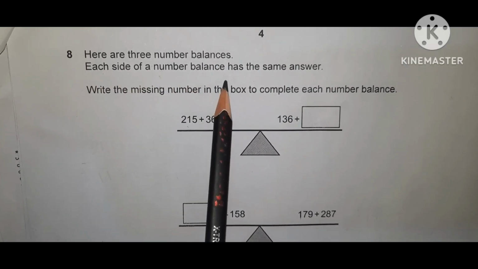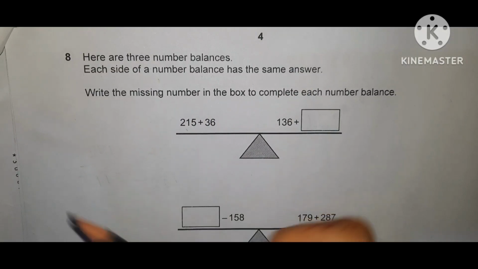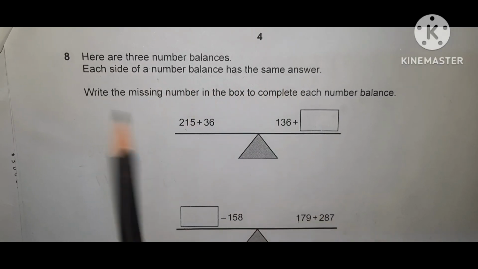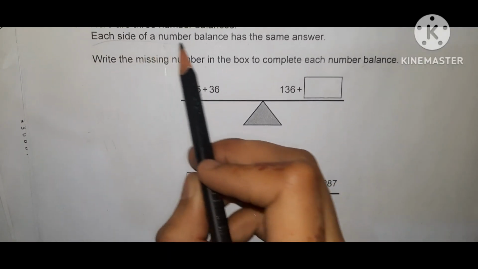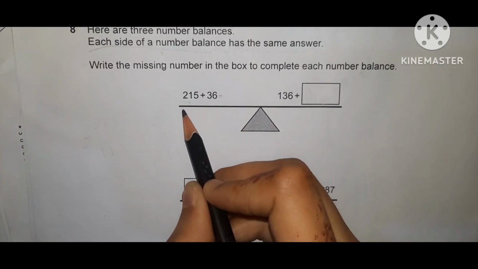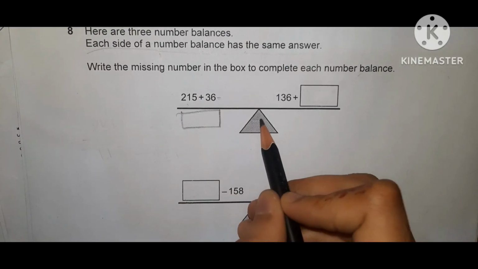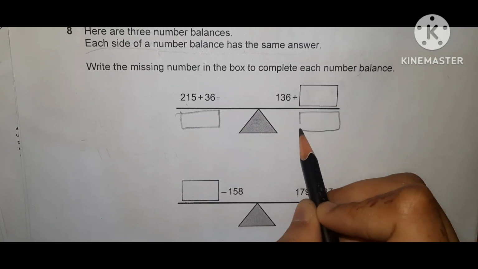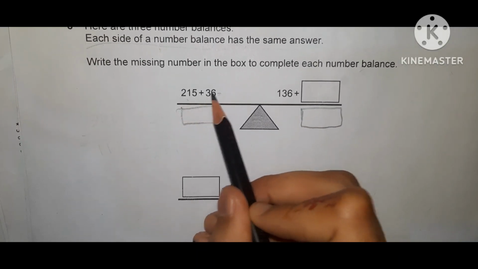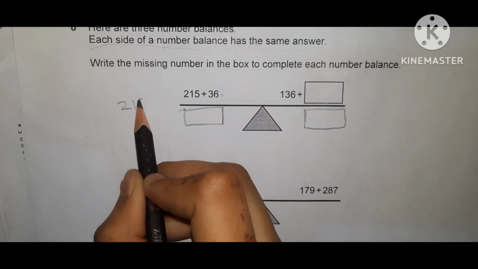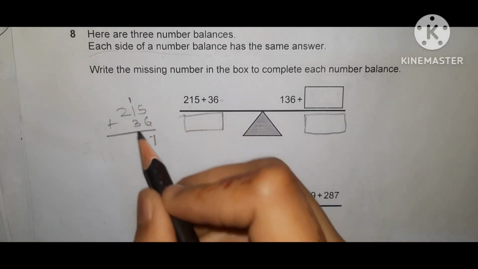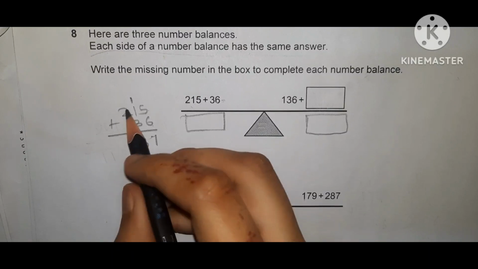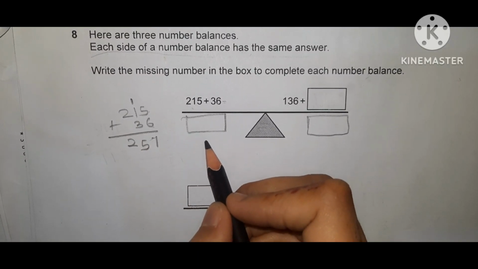Number 8. Here are three number balances. Each side of the number balance has the same answer. Write the missing number in the box to complete each number balance. It says here, which means the answer that is here is equal to the answer here. So it says 215 plus 36. 5 plus 6 is 11. Carry the 1. 3 plus 1 plus this 5. 2 comes down. So it's 251.